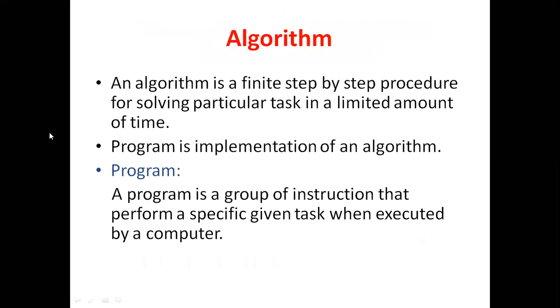As we have already seen, an algorithm is a finite step-by-step procedure. If we have any mathematical problem, to solve that problem we have to follow a step-by-step procedure. That is called your algorithm. So an algorithm has finite steps. It has limited steps, a step-by-step procedure for solving a particular task in a limited amount of time.